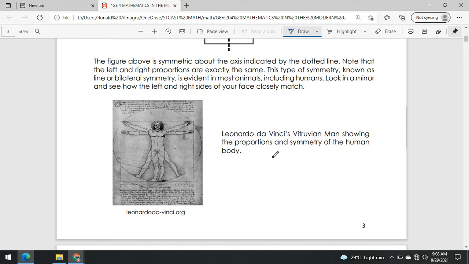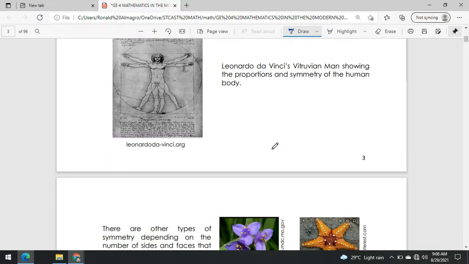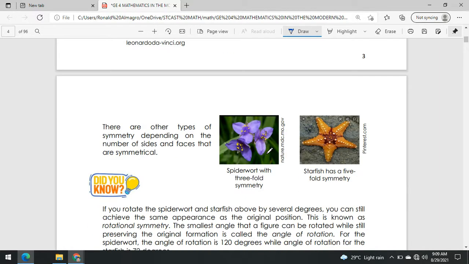Okay, there are different types, and they involve graphs, in order for the face of a man to be proportioned to him, and likewise for the woman. There are other types of symmetry depending on the number of sides and faces that are symmetrical.